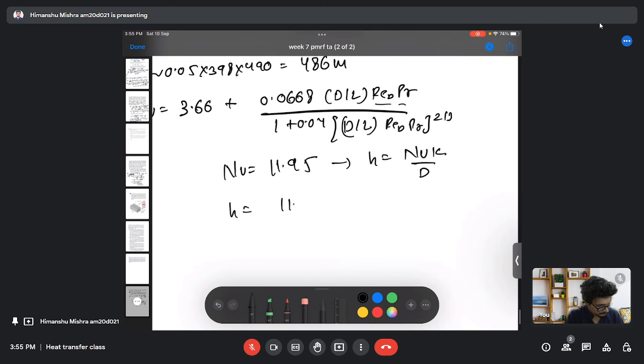We can get the heat transfer coefficient directly from the Nusselt number. 0.13 is my thermal conductivity, and 0.05 is my diameter. So my heat transfer coefficient would be 33 watts per meter square Kelvin.